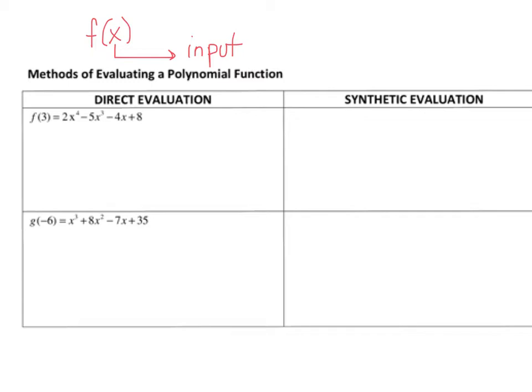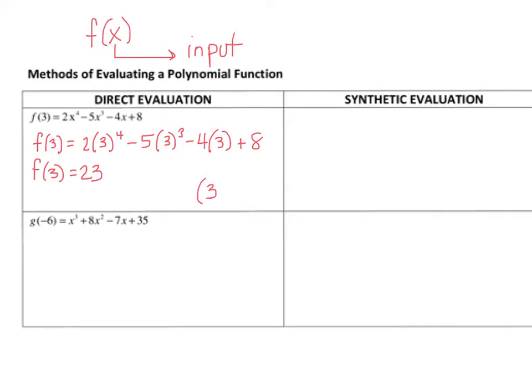There are two methods of evaluating. You all know the first method, which is called direct evaluation. I'm going to take this 3 and directly input it. So I get f of 3 equals 2 times 3 to the 4th, minus 5 times 3, minus 4 times 3, plus 8. Now I'm going to put that in my calculator, and what I'll get is 23. So if I put in the x of 3, I get out the y of 23.